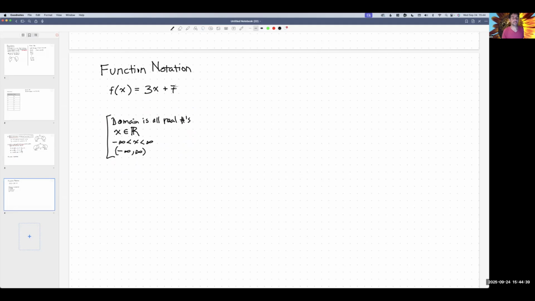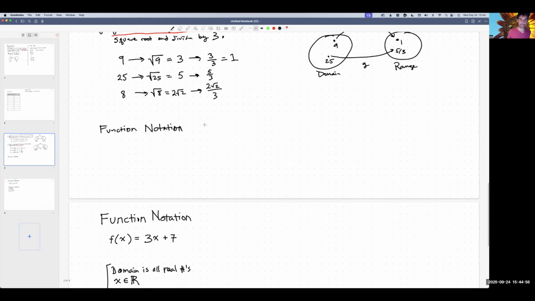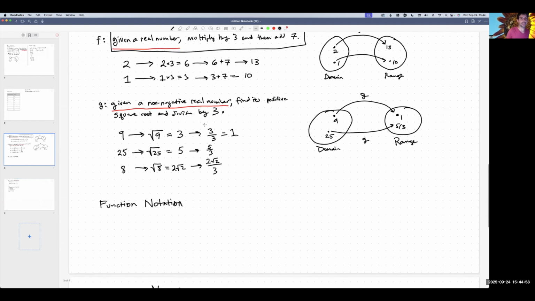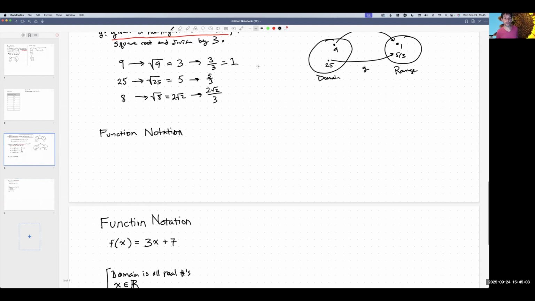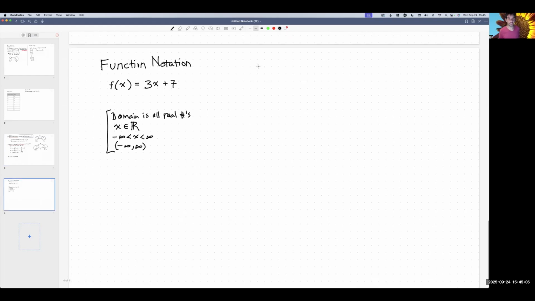Notice we have this nice, succinct set of symbols that completely represents that rule, right? And notice how much more compact it is than writing out that sentence, given a real number, multiply it by 3 and add 7. Then I had this very clumsy way of writing out how we went from the element 2 to the element 13 using our rule. This gives us a much more elegant way to do that. So the way we say this is f of x is equal to 3x plus 7.